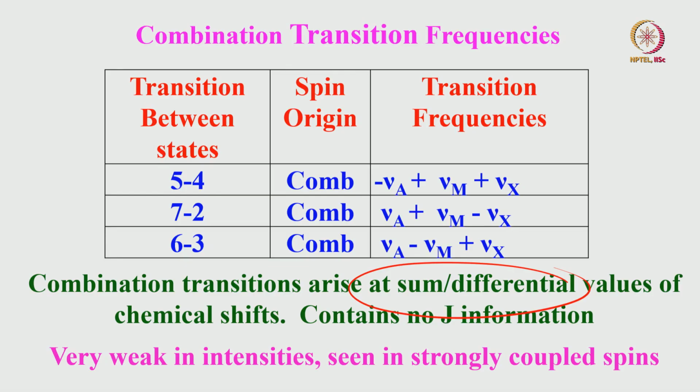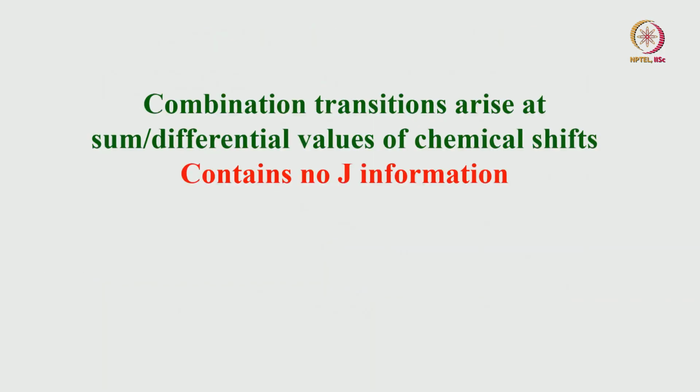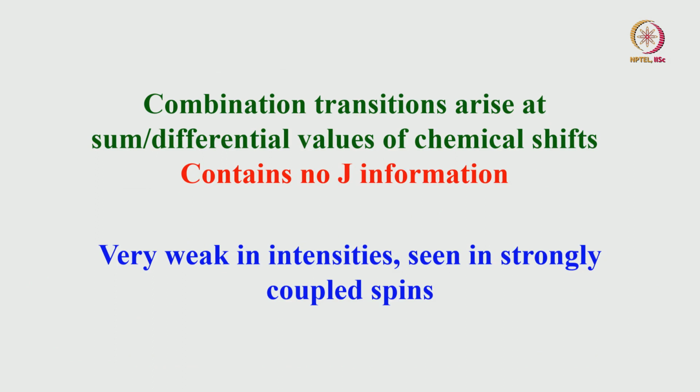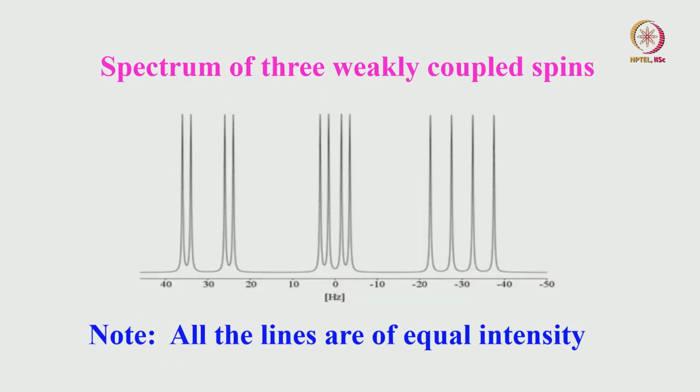That is the reason why when I took the 3 weakly coupled AMX spin system, we got only 12 lines. Only if you go to analyze the ABC, where all the three are strongly coupled, you will get 15 transitions including these three combination transitions. Okay. So, combination transitions will not give you J coupling information, and that is what we discussed. This is a simple example of a weakly coupled 3 spin case.